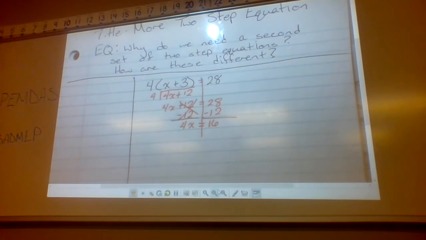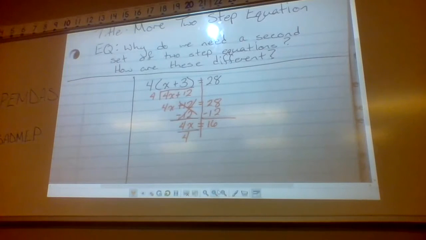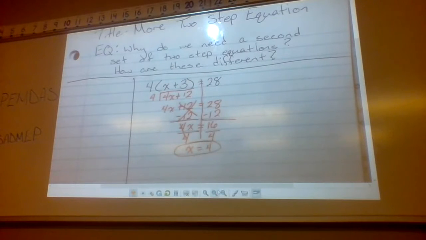Is your variable isolated? Is it by itself? No. What operation do you see? Multiplication. What's the inverse? Division. What do we divide by? By 4. Why by 4? Because you've got to get rid of the number. What's 4 divided by 4? 1. So you're left with 1x. On the right hand side, what's 16 divided by 4? 4. Now it's time to check, but before we check, I want to show you the second method. Okay? Here's the second method. So you guys are now just going to sit and watch.